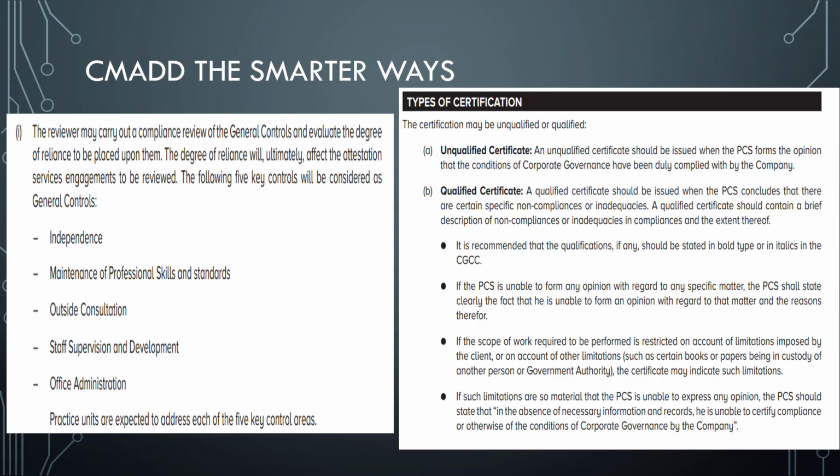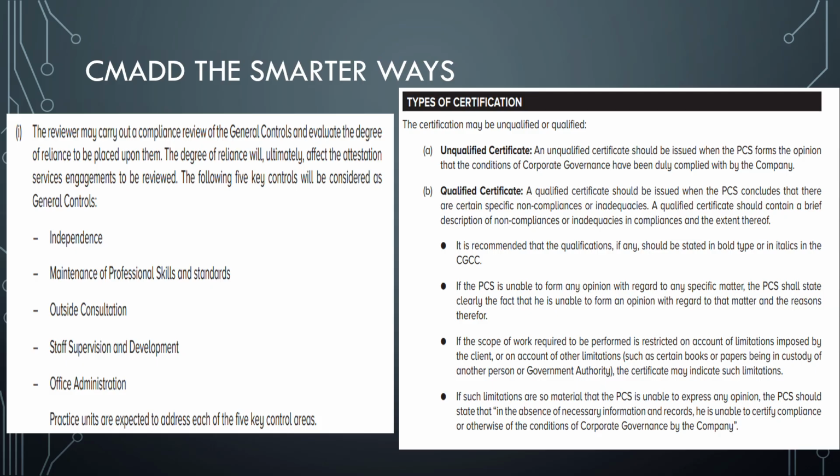In this case it contains a brief description. It is recommended that qualifications should be stated in bold type or in italics in the CGCC if the PCS is unable to form any opinion on any specific matter in the scope covered. So the PCS will state clearly that he is unable to form an opinion, hence that is the reason for the qualified certificate. Next, if the scope of work required to be performed is restricted on account of limitations imposed by the client, and on account of other limitations, the certificate may indicate limitations.